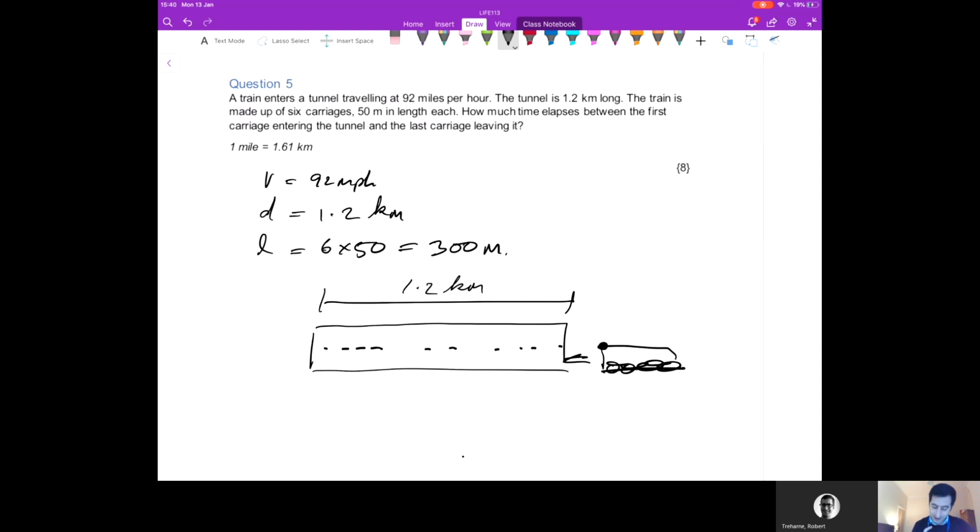So basically, the total distance the train is going to travel is the length of the tunnel plus itself. So I'm defining the distance, I'm going to call it S, is equal to 1,200, let's do it in meters, plus 300 equals 1,500 meters. If I just asked how long it took the train to get to the tunnel, then I wouldn't have the extra 300 here. But because I'm asking how much time elapses between the first carriage entering, so there's 6 carriages, 1, 2, 3, 4, 5, 6. It's a really funny looking train, right? 6 carriages, and the last carriage leaving it, I've got to add the total length of the train as well. I hope that makes sense.